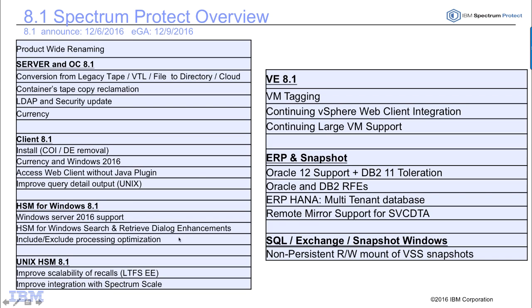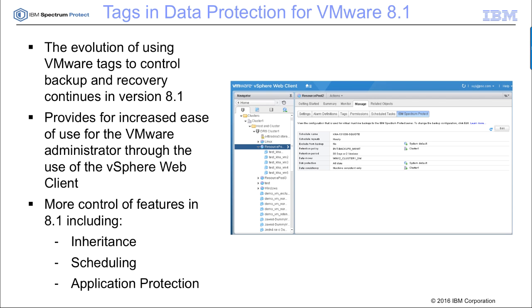And over here on the left hand side you see the features that my colleague Tricia Zhang is going to be discussing. So these are features of the base server, the operations center, the client, and HSM for Spectrum Protect. What I'm going to be discussing in my presentation are just the virtual environments enhancements, so Spectrum Protect for VMware, Spectrum Protect for ERP and Snapshot, and Spectrum Protect Snapshot for Windows. So those items that are on the right-hand side in this slide.